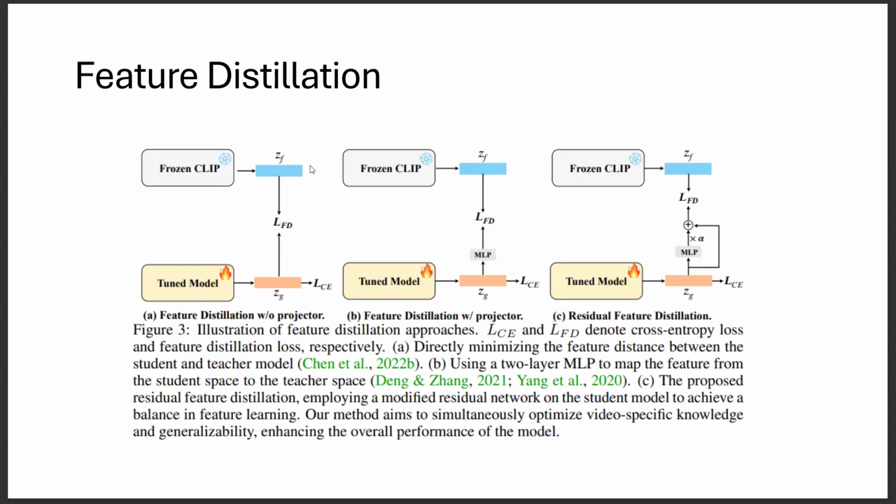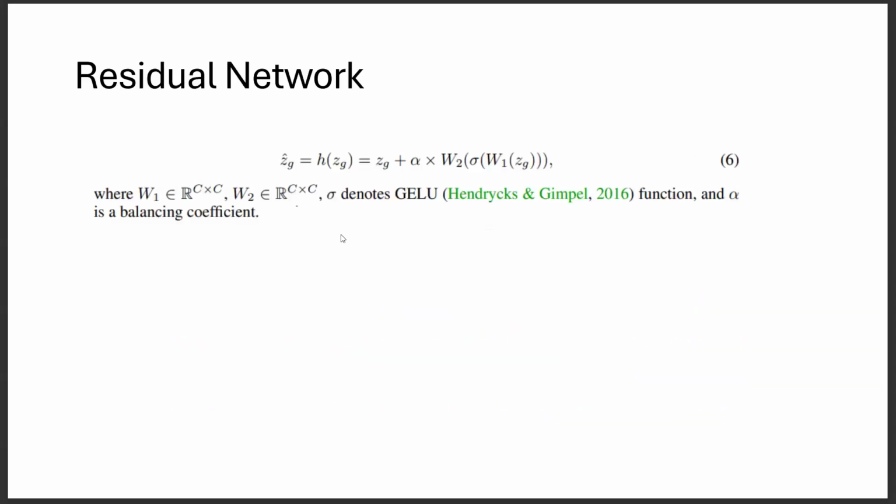So combining these two, in this paper they proposed another method. They propose the residual network, which will find the difference between the teacher model and student model, and add the difference to the student embedding. Then they combine the residual and the output of the student embedding and do the rest. This could be defined like here.